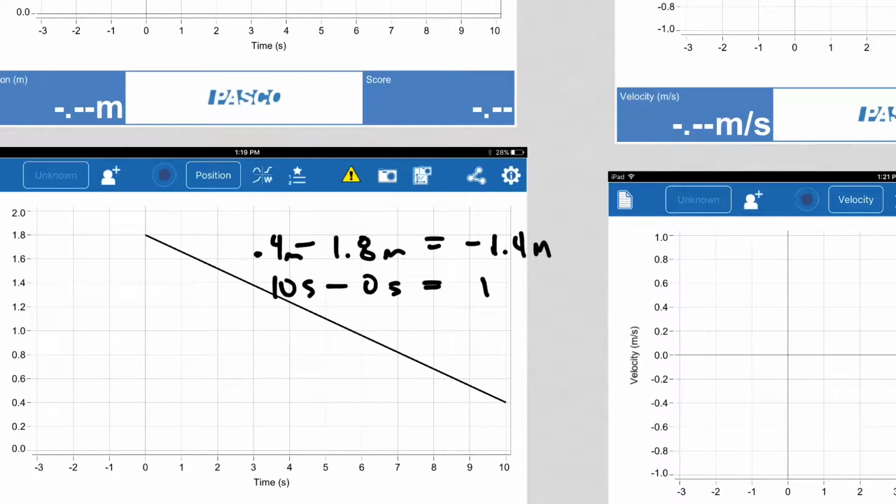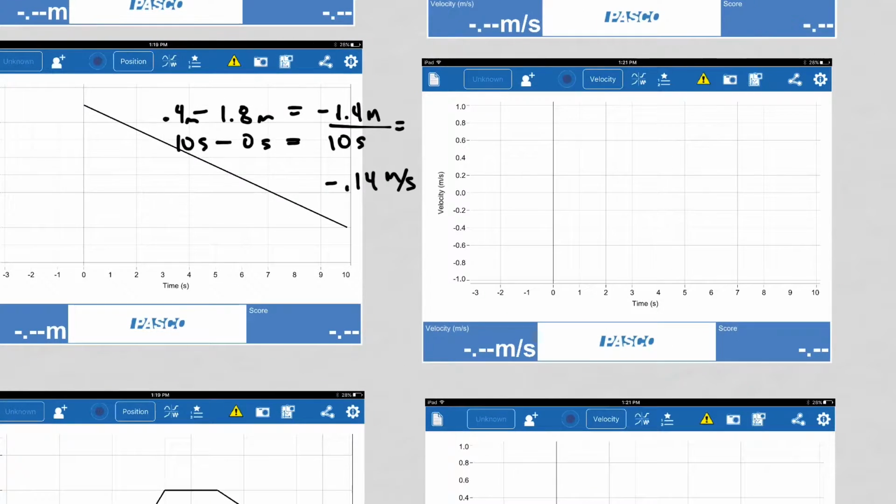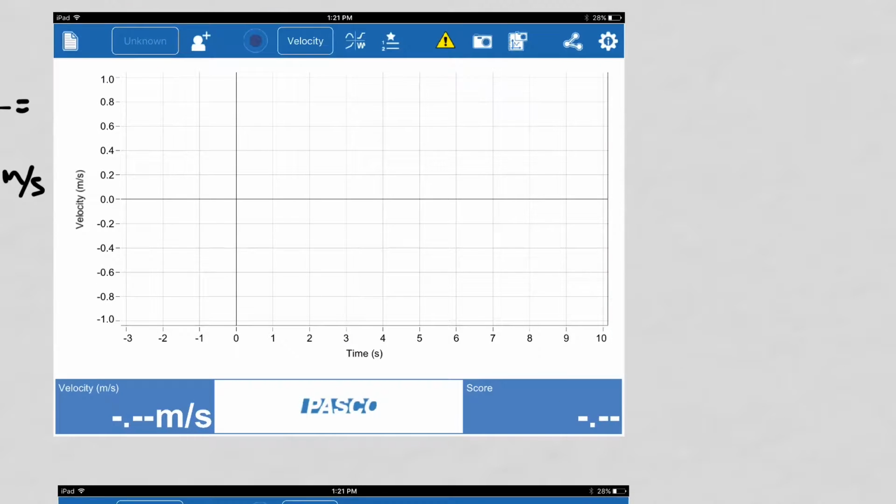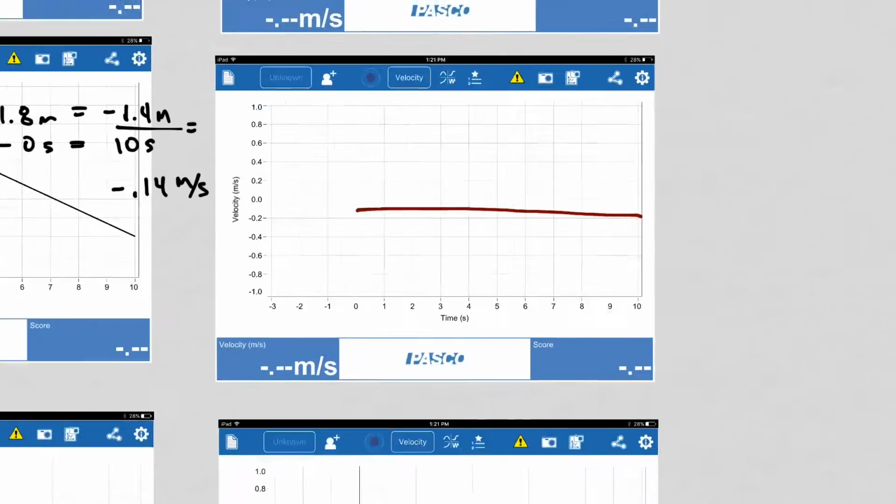So we end up saying negative 1.4 meters divided by 10 seconds is going to be equal to negative 0.14 meters per second. So when we look at the velocity versus time graph here, or when we create it, we're going to have negative 0.14 meters per second.